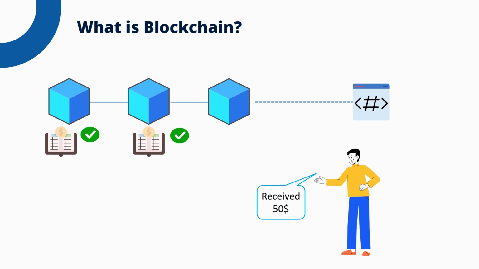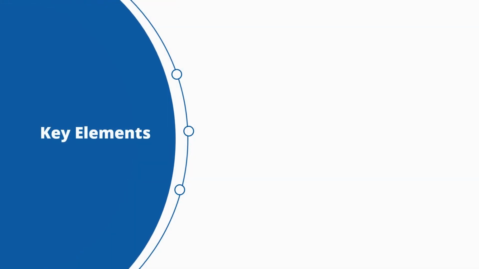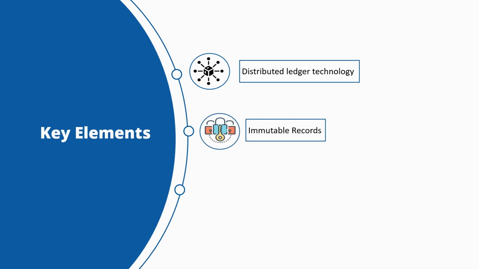Now that we have understood blockchain, let's understand some of its key elements. Distributed ledger technology: all participants in the network have access to the distributed ledger and its immutable records of transactions. This shared ledger ensures the transactions are recorded a single time, thereby eliminating the redundancy and inefficiency commonly associated with traditional business networks.